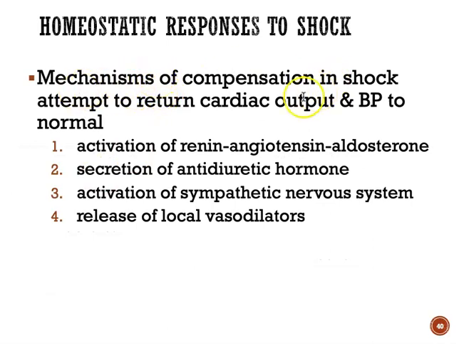So, mechanisms that help compensate. There's the renin-angiotensin-aldosterone system. Again, the antidiuretic hormone that we saw, the sympathetic nervous system becomes activated, as well as local vasodilators may be released, for example, nitric oxide in the body. But obviously, some of these can only compensate so much. I mean, if you have a missing limb or a severely damaged artery, these are not going to be enough to simply fix that.